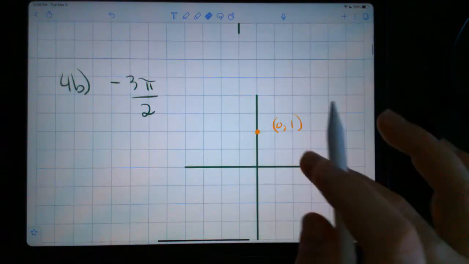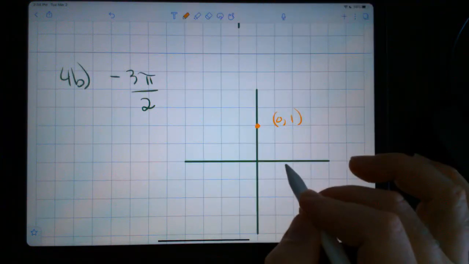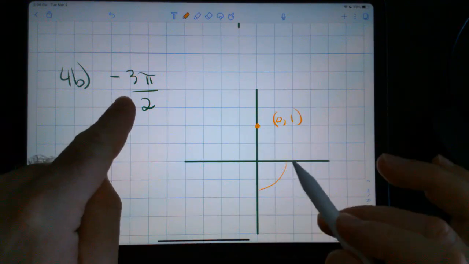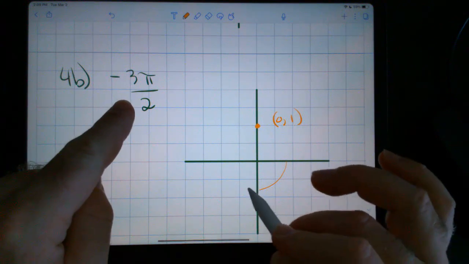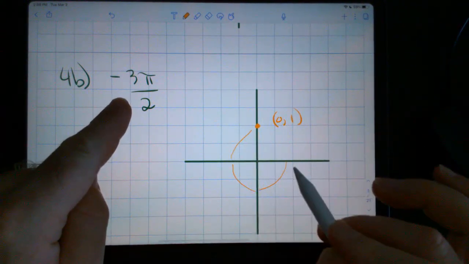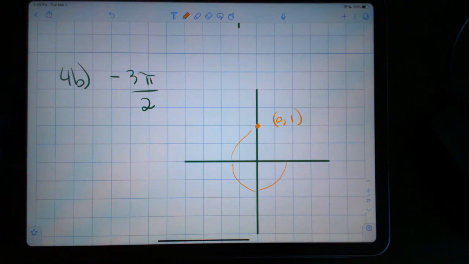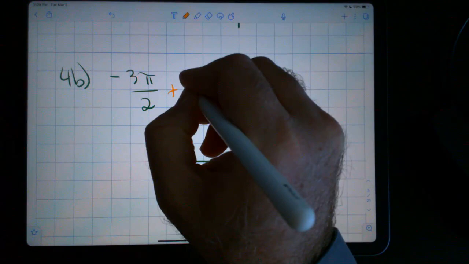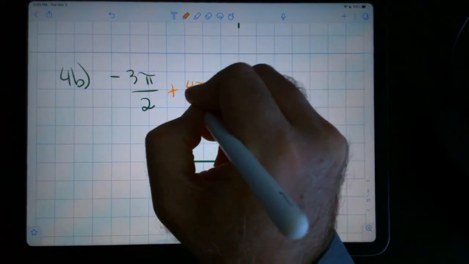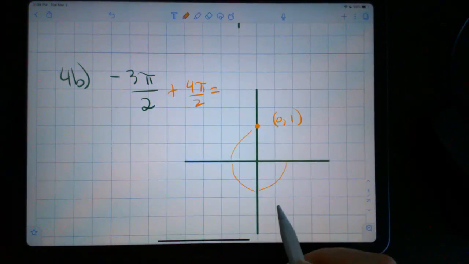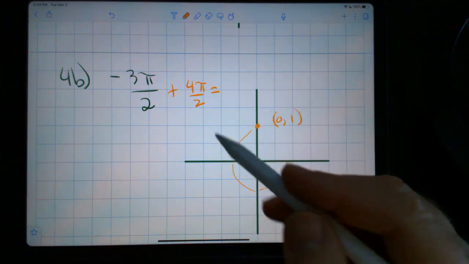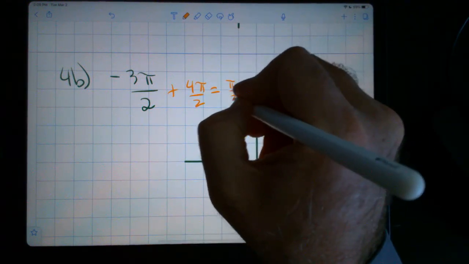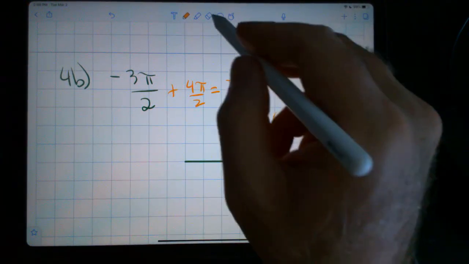Negative 3 pi over 2, we will go the opposite direction. So this is negative 1 pi over 2, negative 2 pi over 2, and negative 3 pi over 2, getting us up into the top. The same thing here, if you want, you can add 2 pi to anything. So you can add 2 pi, you won't change the number. 4 over 2 is 2. So 4 pi minus 3 pi is going to be pi over 2, which is where we ended up.